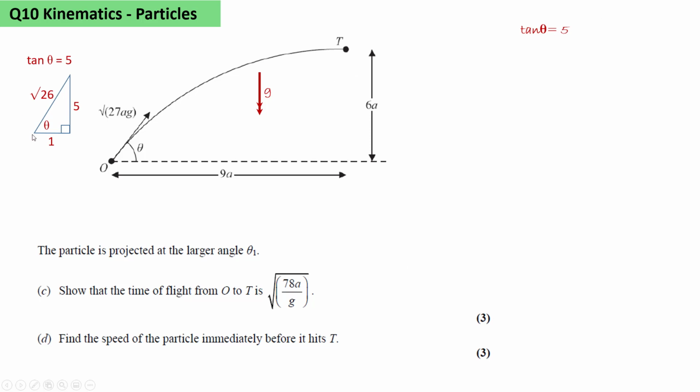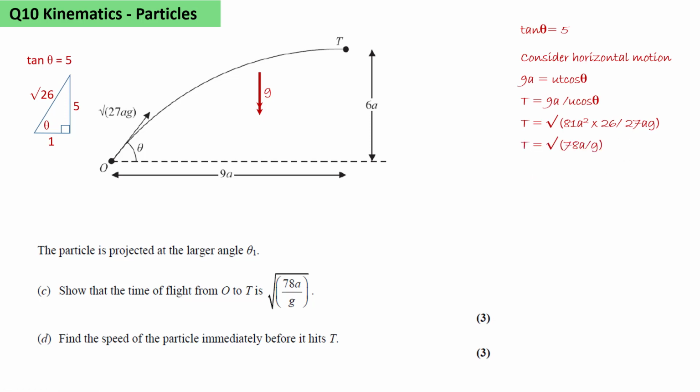So as tan theta is 5, we can draw a small right-angled triangle here with a height 5, base 1. The hypotenuse will be root 26 by Pythagoras, and now we can read off the sine and cosine of theta as we require them. We consider the horizontal motion. 9a equals uT cos theta. So big T is 9a over u cos theta. We can substitute the values for u and the value 1 over root 26 for cos theta. We get T equals the square root of, we've squared the 9a and put it inside the surd, the square root of 81a squared, then times 26 over 27ag. Simplifying this, we get T equals the square root of 78a over g as required.